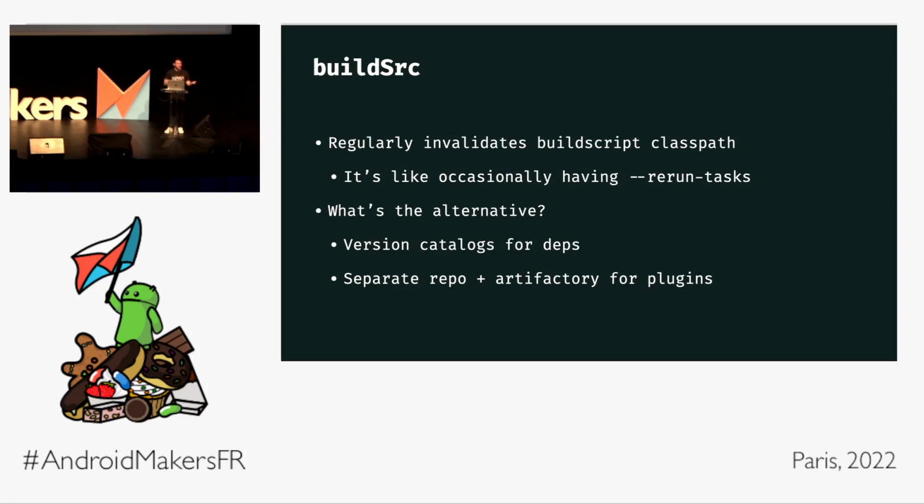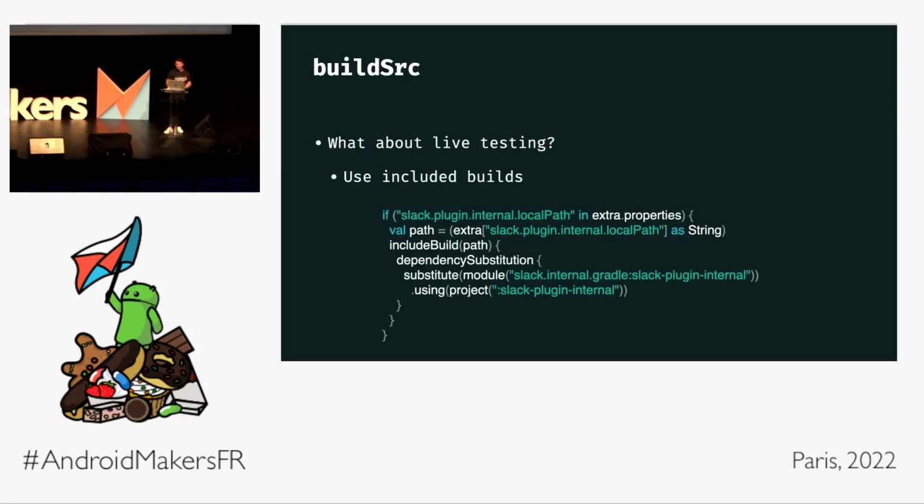Some people raise the question of, what about live testing? It is nice that you can make a change in build source and then start using it immediately. And for that, Gradle has a solution called included builds, where we have this neat little snippet where we can point a Gradle property at the local path for our separate repo, and it will just load that and build it, and we can do all of our testing that way.